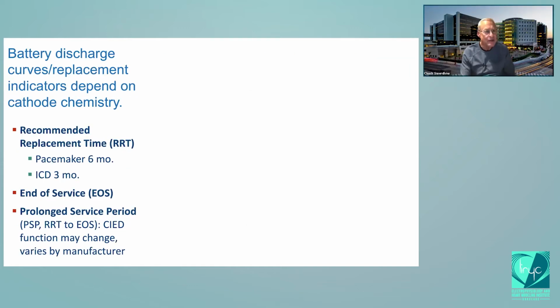Okay, battery discharge curves. Discharge curves can be useful because they tell us how long we have until the battery runs out. I want to give you these terms that you may hear and might have heard in previous lectures, but just to remember them when you're taking care of patients. The recommended replacement time is an indicator that comes up, and that should tell you that in a pacemaker you have 6 months, and in a defibrillator you have 3 months until the device is no longer guaranteed to work.